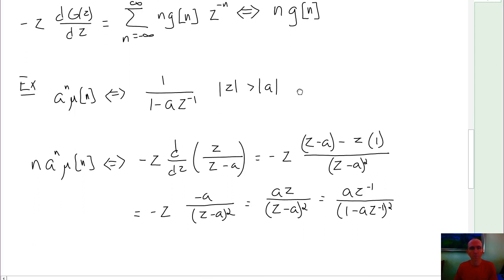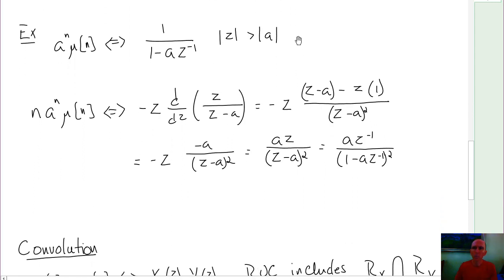How is this useful? Well, if you remember back when we were doing inverse z transforms, one of the inverses I just gave you and I said we'd prove this later, well, now we're going to prove it. We know that a to the n mu of n has a z transform that's 1 over 1 minus a z to the minus 1, with a region of convergence that's magnitude of z greater than the magnitude of a.